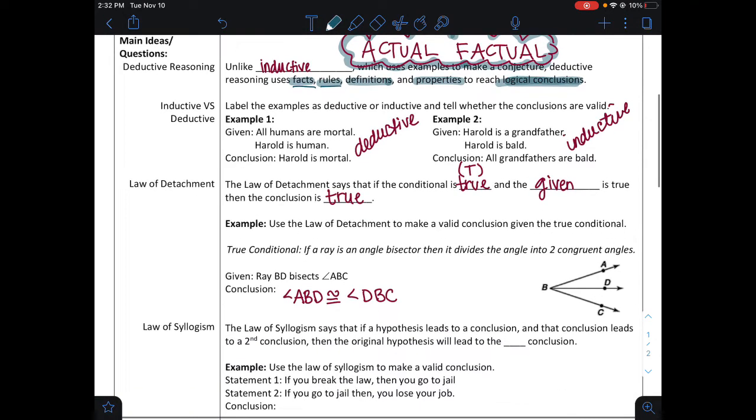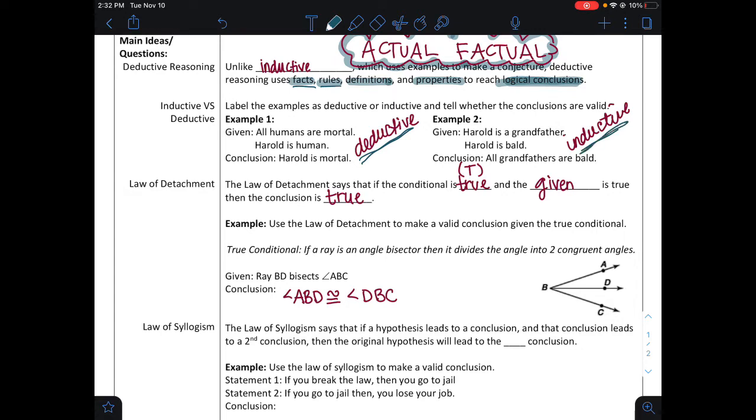Okay, moving on. So inductive versus deductive. You see in example 1 here, it says all humans are mortal. Harold is human, therefore Harold is mortal. So that's based on facts, so that would be deductive reasoning. Example 2, Harold is a grandfather, Harold is bald. Conclusion, all grandfathers are bald. That is based on inductive reasoning, and it's not a very good conclusion. So that would be an example of inductive reasoning.